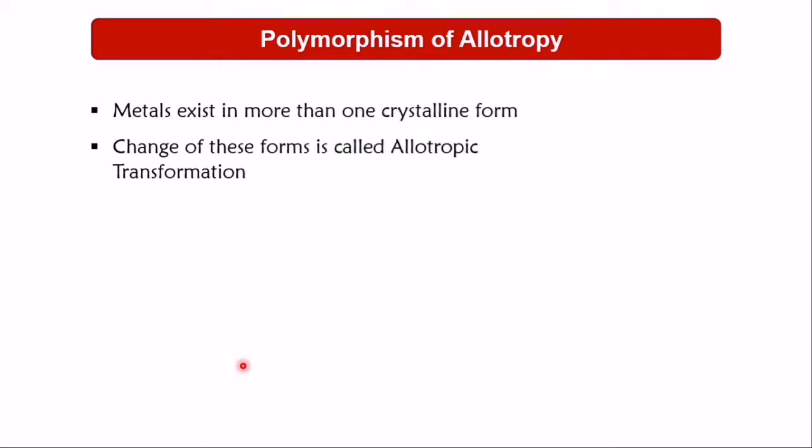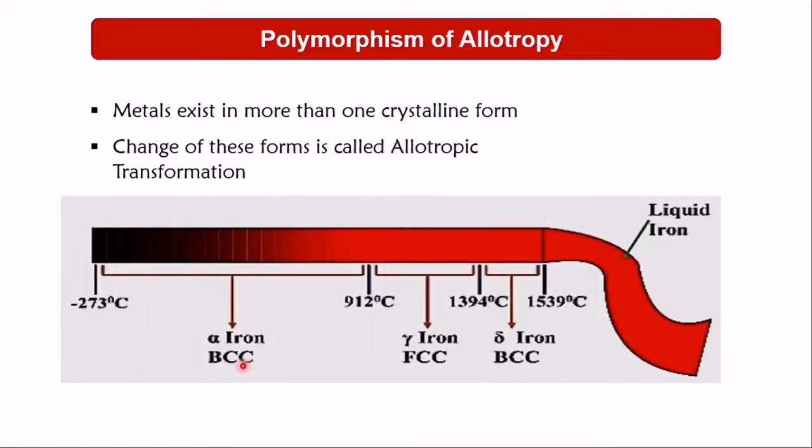Now we're going to look at polymorphism and allotropy. You know that metals exist in more than one crystal form, and the change from one form to another is called allotropic transformation. So when a metal can exist in one or more forms, we have allotropy, like carbon, graphite, and the diamond. It can change, and the rest. Also we have some in the metal minerals, right? Yes.